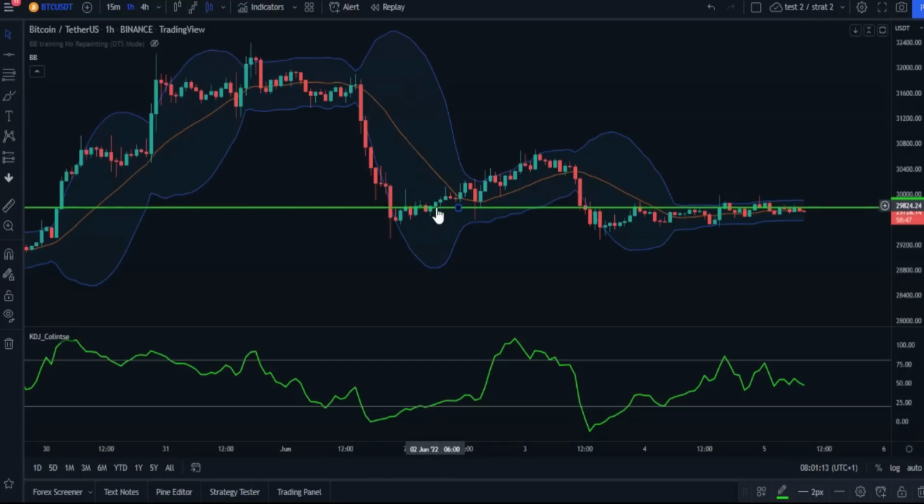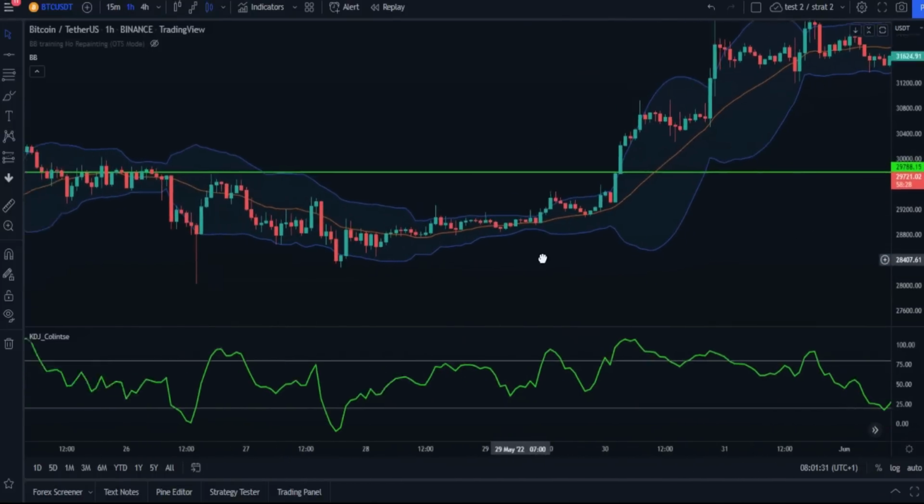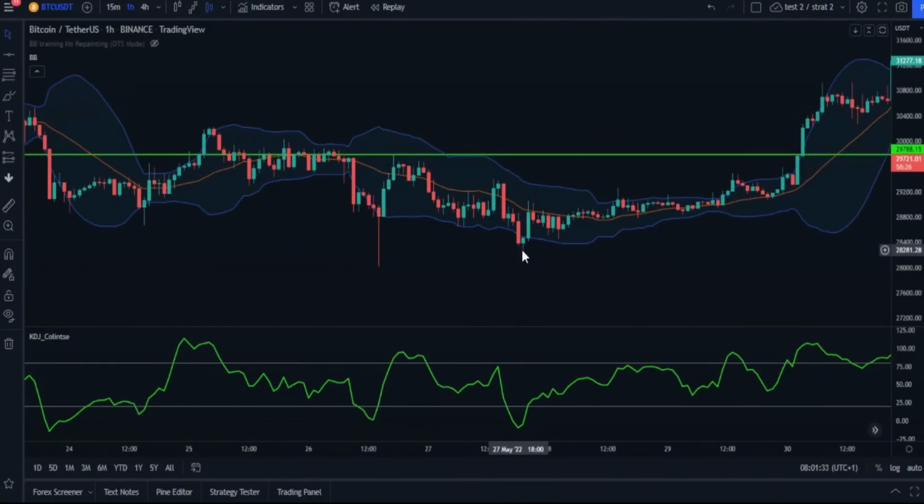Well, here the breakout appeared. Shall we enter? Yes, but first, we must see confirmation from the KDJ indicator. And as we can see here, the confirmation has already happened, so we can enter. This was the first way. As for the second way, it will be through hammer candles and the like. Let's take an example of the hammer candle.